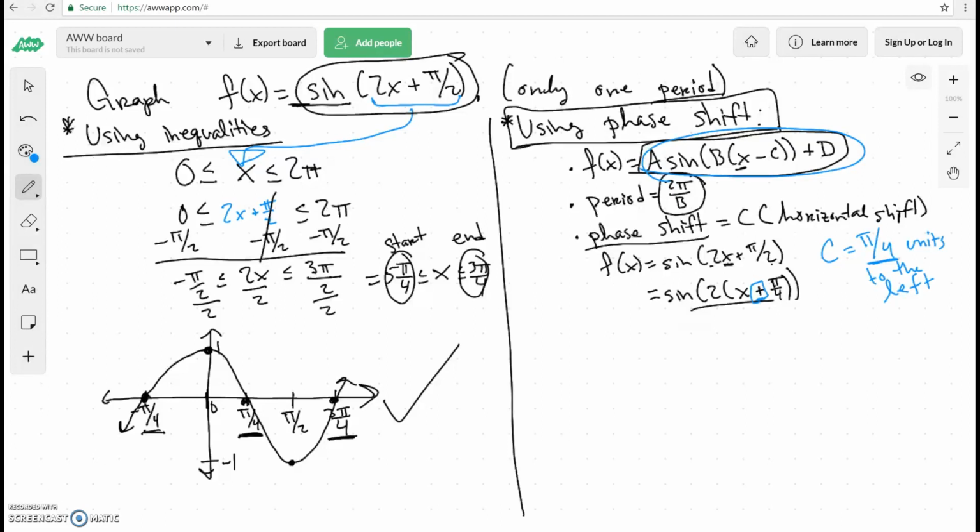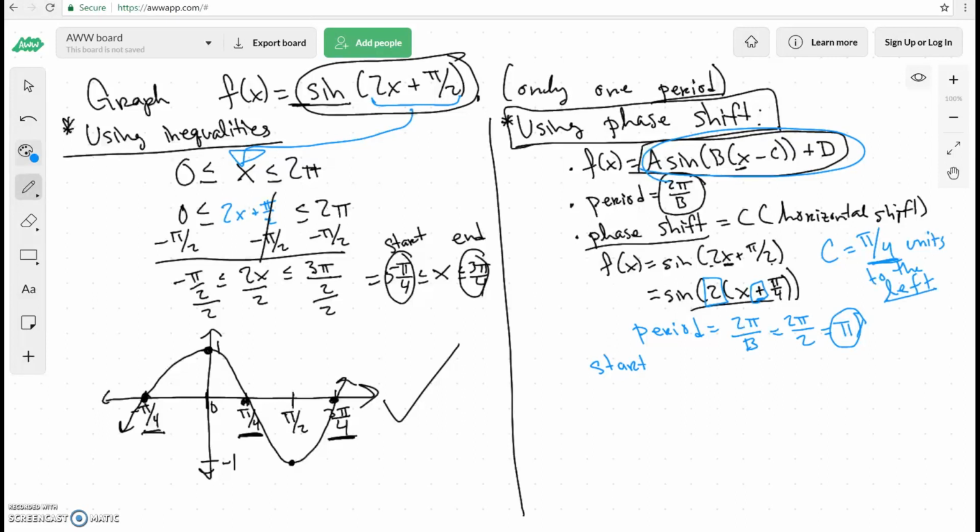Then my period is going to be 2 pi over b. In this case, the b term is going to be 2. So I'm going to get 2 pi over 2, which gives me pi. So that means the period itself is pi units. So it's going to start pi over 4 units to the left.